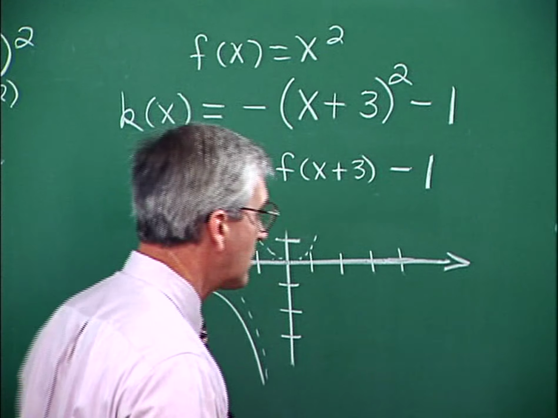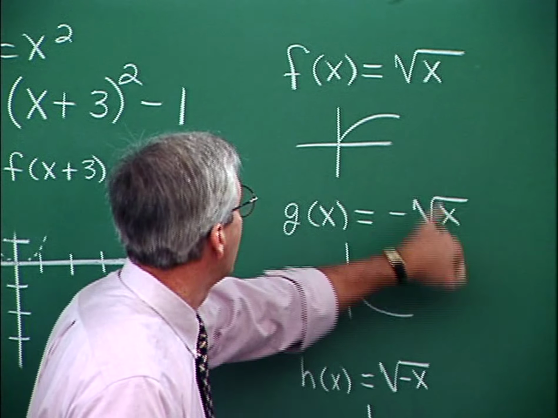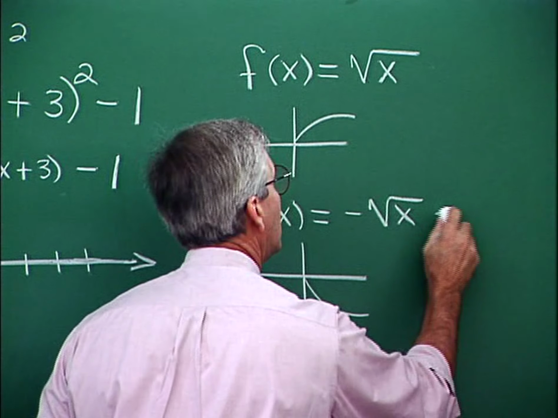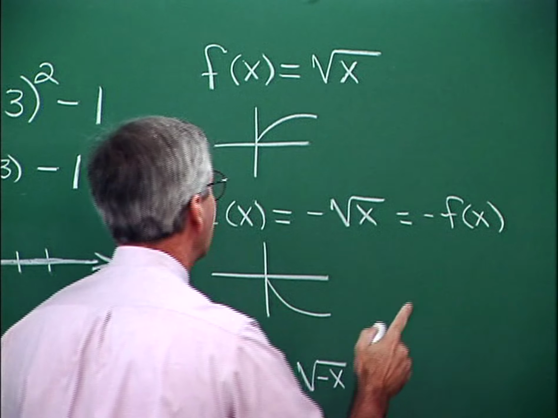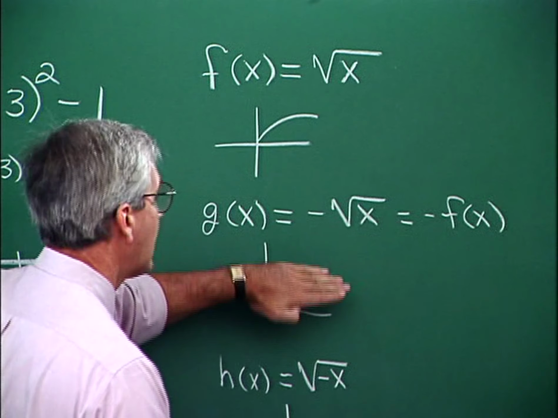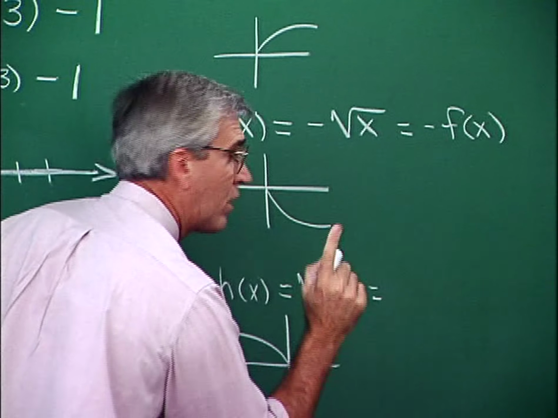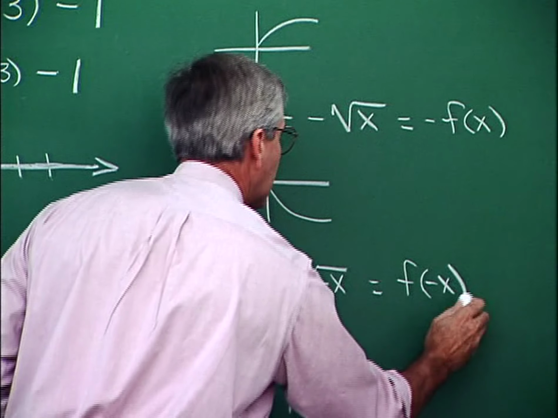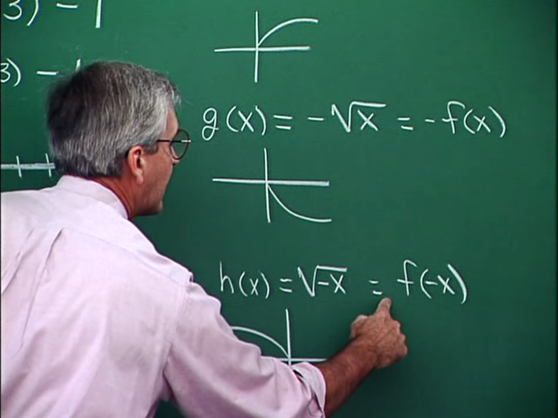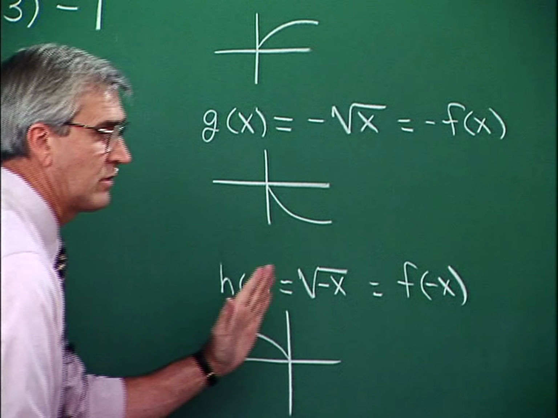And over here, when we talked about the square root function, this negative of that is really just the negative of f of x. And that's that reflection then in the x-axis. And this one is the one I really want to show you. This is f of negative x. You see, f of negative x. And that gives that reflection in the y-axis.